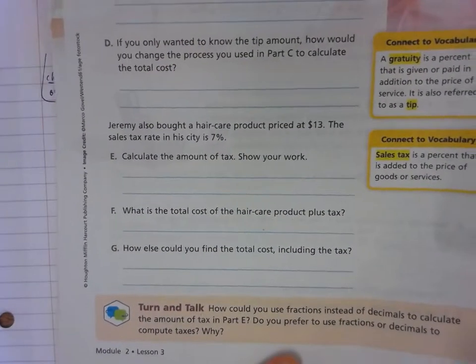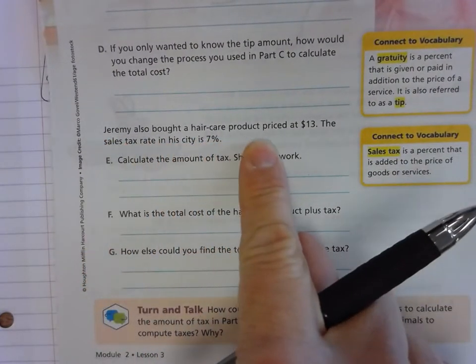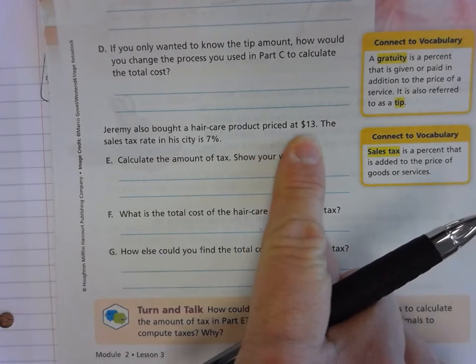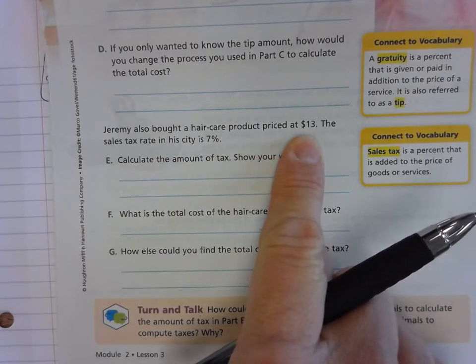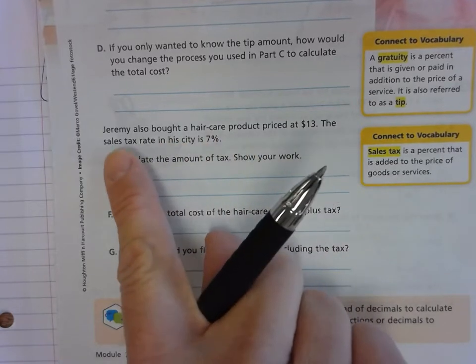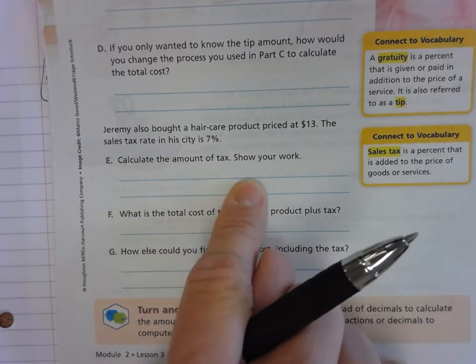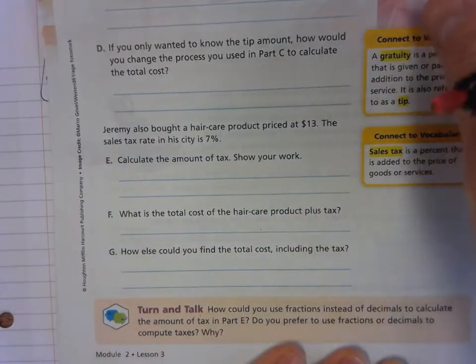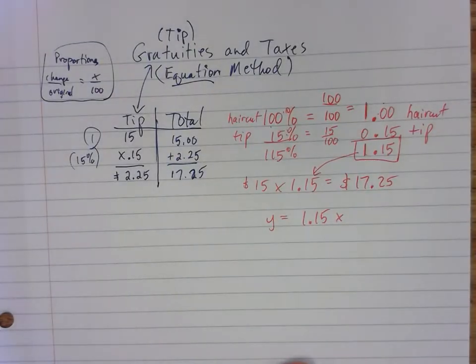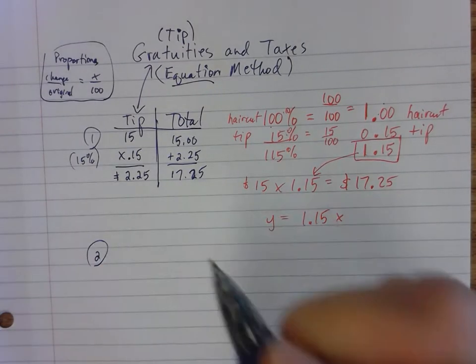It says Jeremy's getting some hair care product, okay, getting him some gel or shampoo or something, and that's 13 bucks. And then the sales tax rate in his city is 7%, okay. So we're going to show how much tax he's going to get and the total cost and everything. So if we do that, let's do that problem number 2, okay.